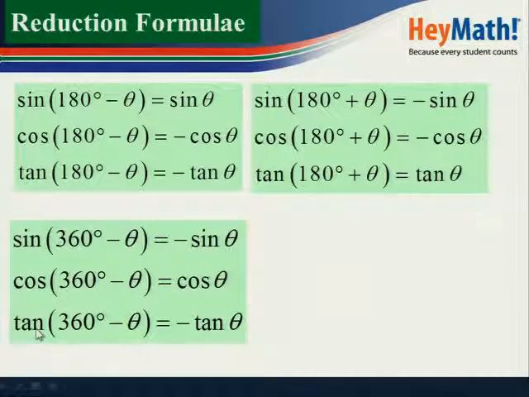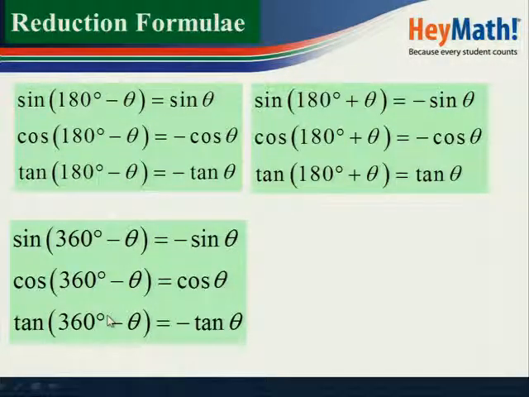The very same thing applies to tangent. Tangent of 360 degrees minus theta: 360 minus theta represents the fourth quadrant, and in the fourth quadrant tangent is negative. That's why we've got negative tan theta. Let me round them off again.